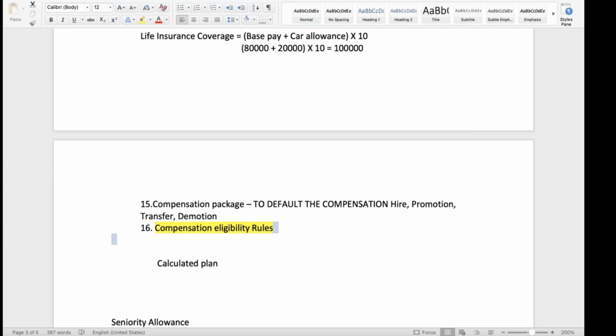Identify the right employee for the right compensation. The same example again I'm discussing. So for example, we have a car allowance. Only executive people are eligible for this car allowance. Management and non-management people are not eligible for this car allowance. In this scenario, if you're hiring an executive member, then only this car allowance plan should be available to assign. If you're hiring a management or non-management employee, this car allowance plan should not be available to assign. This is controlled by compensation eligibility rules.